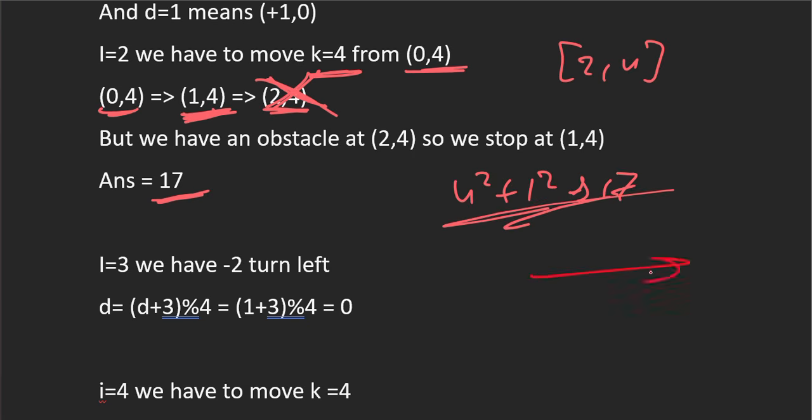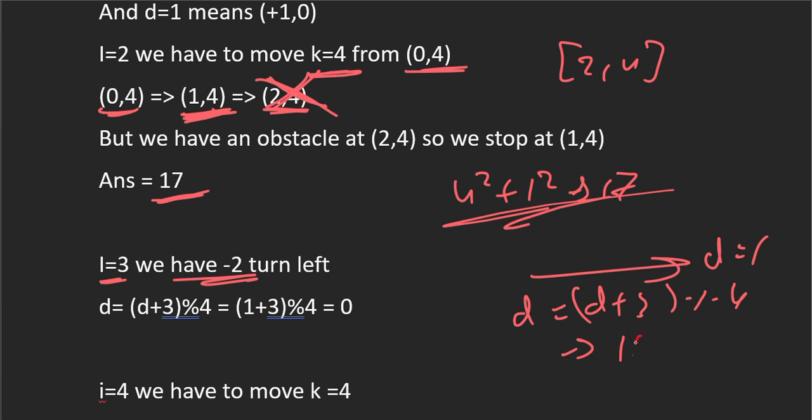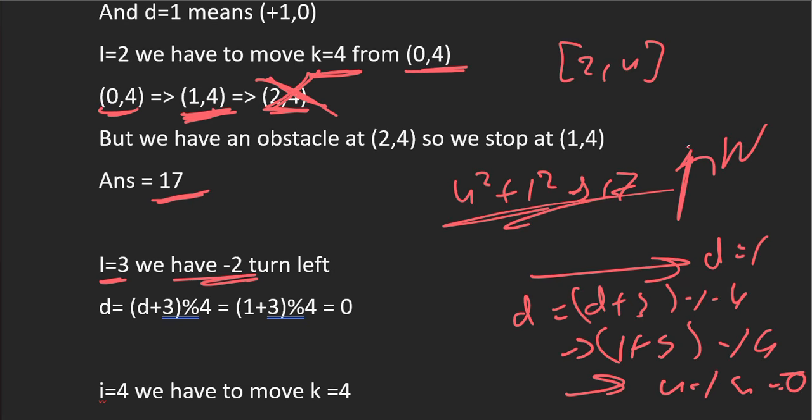Then again we are moving in this direction, that is d is equal to 1. So again at i is equal to 3 we have minus 2. Minus 2 means turn left. So for turn left we have discussed d is equal to d plus 3 modulo 4. So 1 plus 3 modulo 4 is 4. 4 modulo 4 is 0. 0 means north direction. So we again come to north direction. If you turn right, turn left, we have come to north direction. That is what we are getting here.